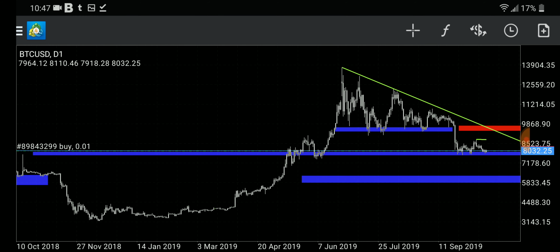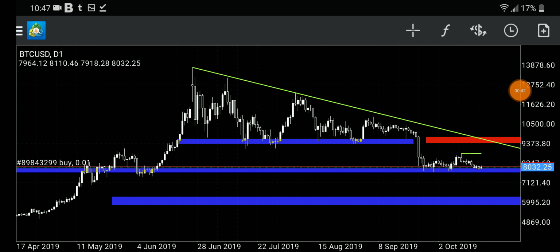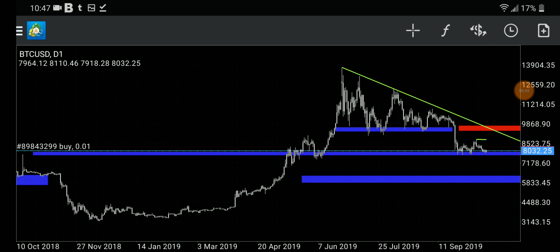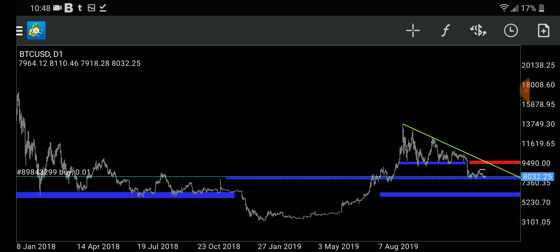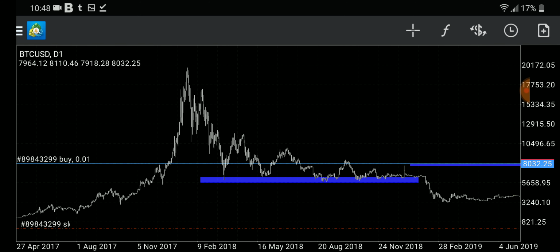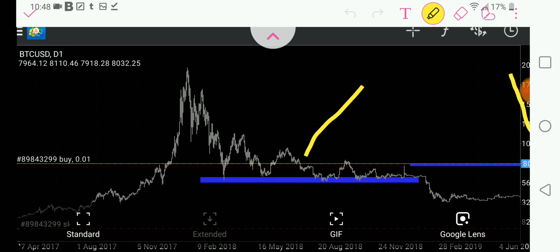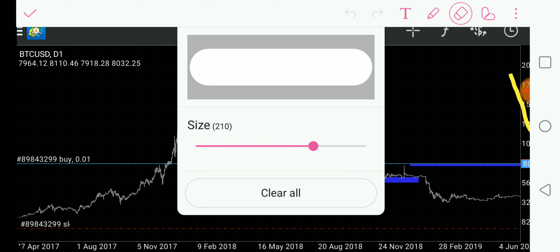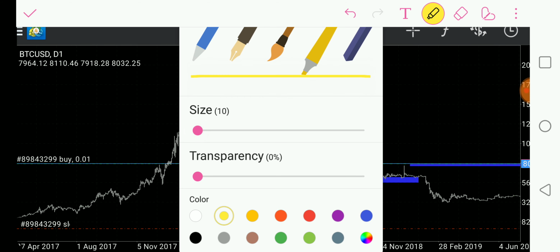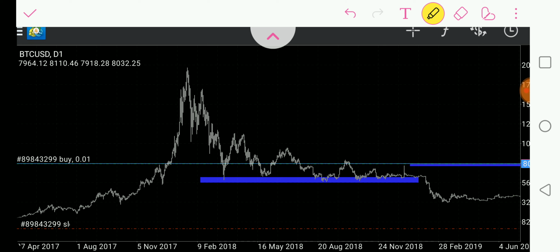Now we can see that the price of Bitcoin right now is $8,032. You can see that on the right hand side, and that's where we're at right now. So 8,032. The reason why this level is important is because it was important in the past, and I'm going to go ahead and show you guys that right now. So this is the level we're at right now. You can see here that price has historically hit this level and respected it.